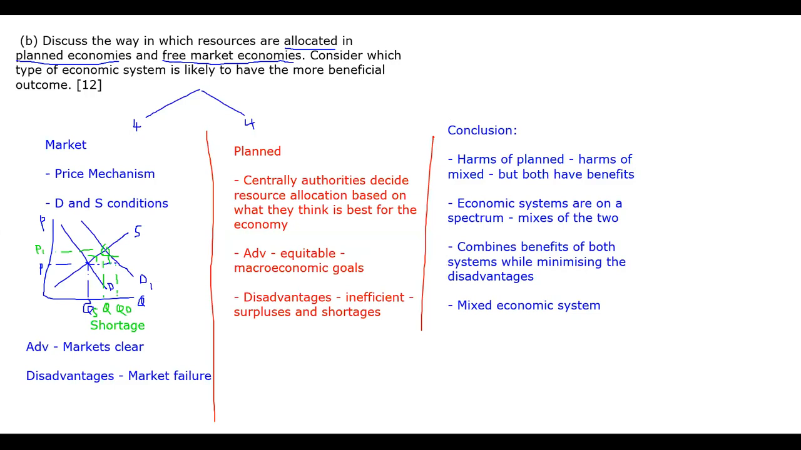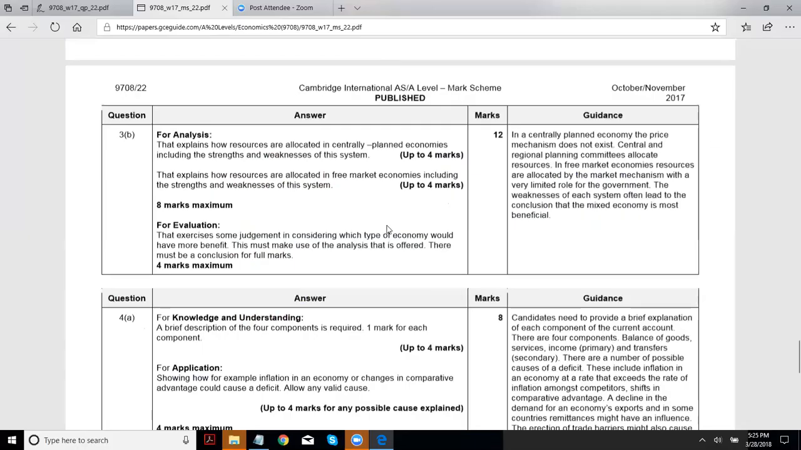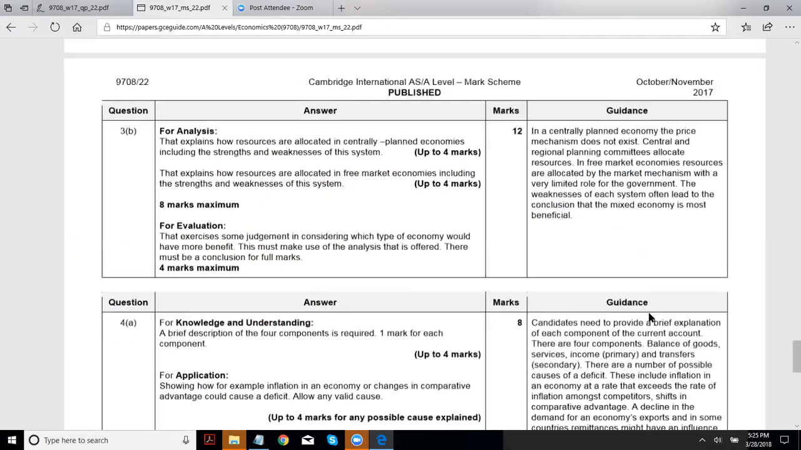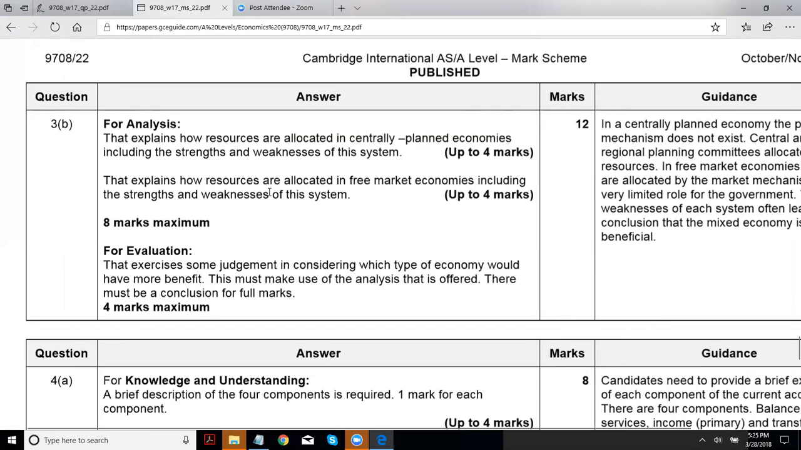Just to be on the safe side, let's glance at the marking scheme for this. Yeah, it's right here. For analysis that explains how resources are allocated in centrally planned economies, including strengths and weaknesses of the system, 4 marks. That's what we did. Then you do the same for free market. And for the evaluation, which type of economy would have more benefit, this must make use of the analysis that is offered. There must be a conclusion, for 4 marks.